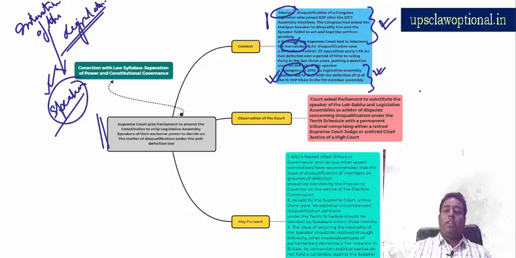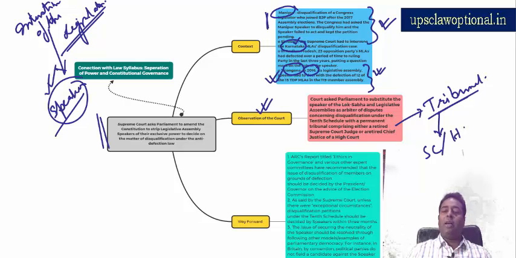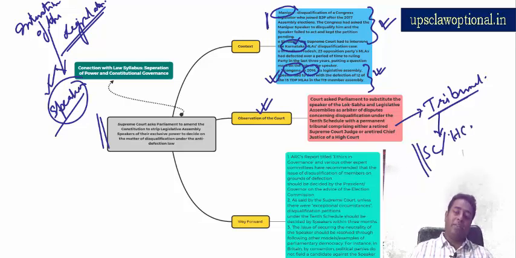Now the Supreme Court has observed that Parliament should substitute the Speaker of the Lok Sabha and Legislative Assemblies as arbiter of disputes concerning disqualification under the 10th Schedule with a permanent tribunal. So the Supreme Court says, well, enough is enough. You consider whether this power can go away from the speaker and whether it can be vested in a tribunal. Now how should this tribunal look? It should comprise a judge of the Supreme Court or the High Court. That's how the tribunal should look.